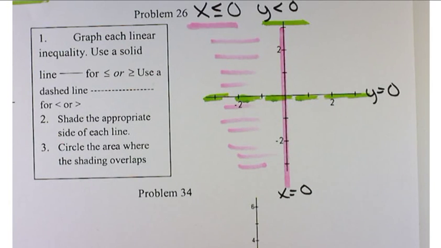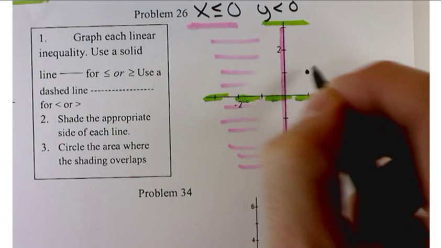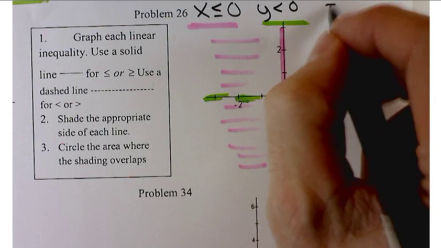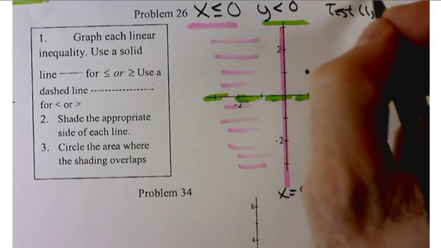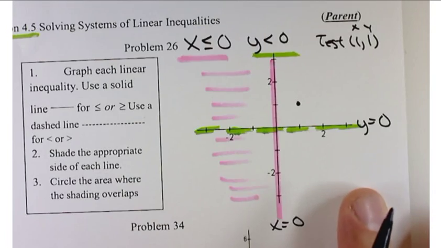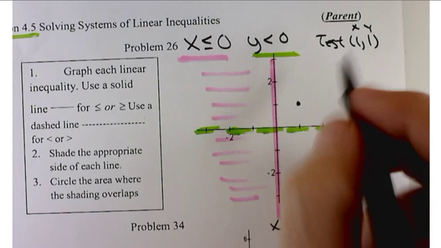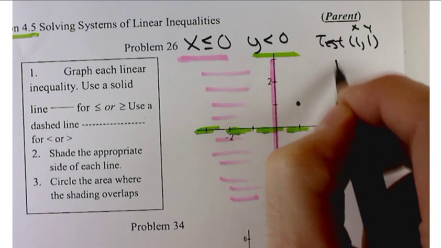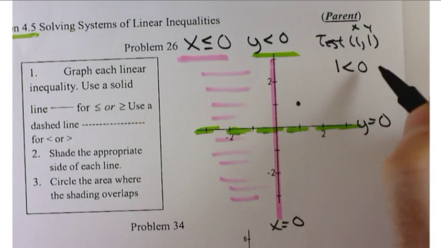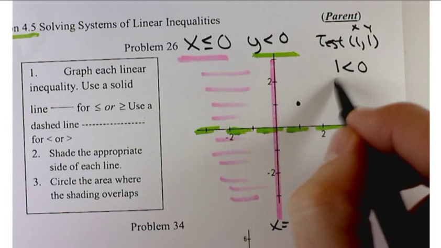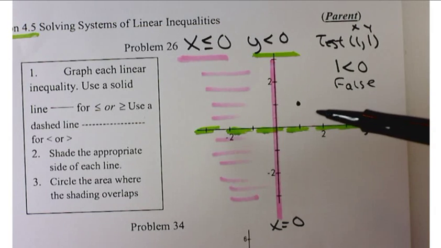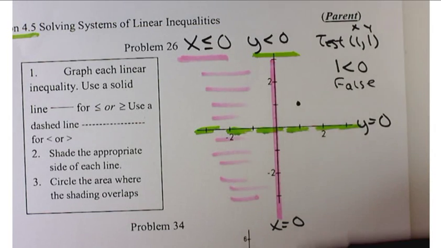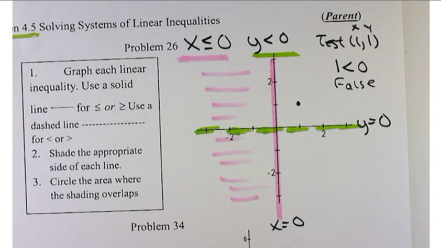1, 1? Sure. 1, 1 is right here. So I'll test 1, 1. That's x and y. There's no place to plug in for x, but I can plug in for y. Is 1 less than 0? No. So that means I want to shade the other side of the line, because that's where the true points are. This one's false, so we want to shade the other side of the line. So down here.